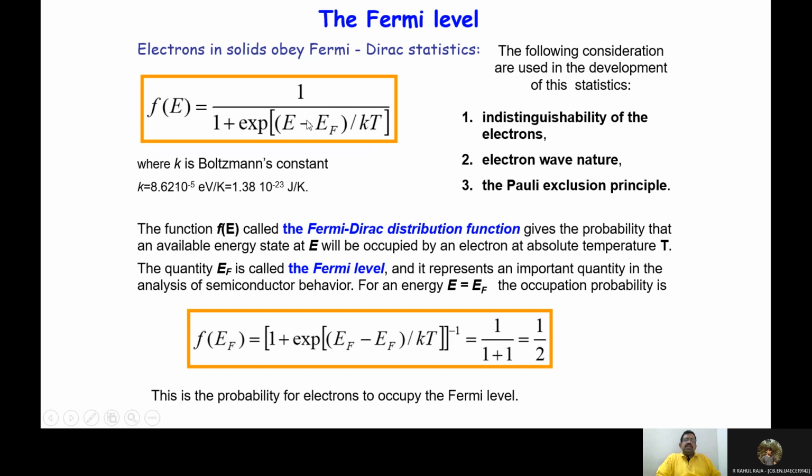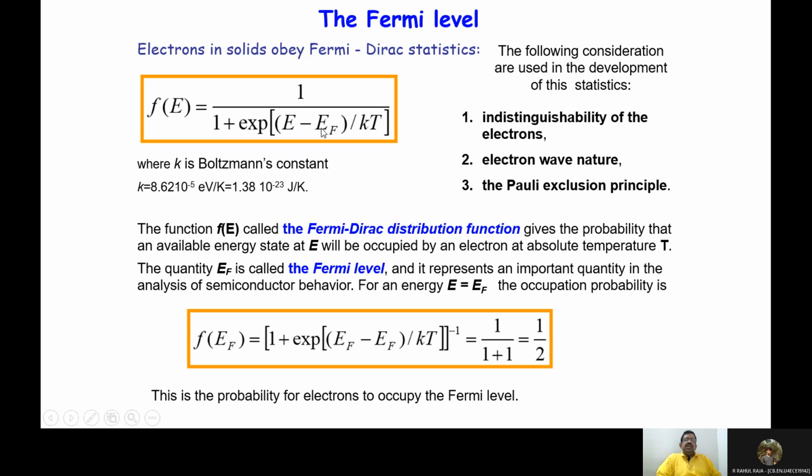The mathematical expression is like this. Now, I am not even bringing in the degeneracy factor and all those things. So for now, the very generic expression for the Fermi-Dirac distribution function is 1 by 1 plus exponential of E minus EF in the numerator divided by KT. So this expression is for this exponential term.